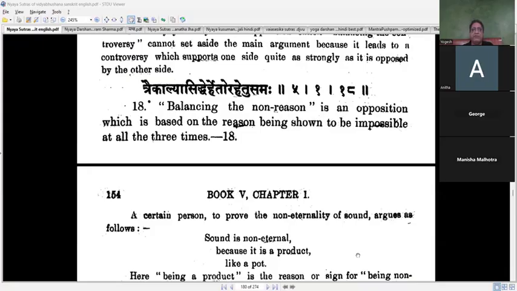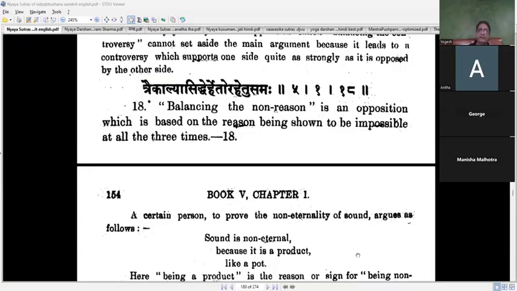Whenever you are giving a hetu for a particular proposition, the opponent says that in all three times, that hetu will not work. That is called the hetu sama fallacy, the fallacy of proving the cause. So what are the three times? Past, present, and future. In all three, he is saying that you cannot prove your hetu is working.